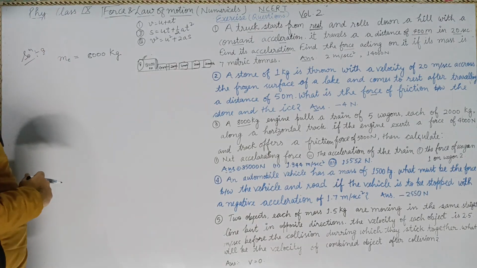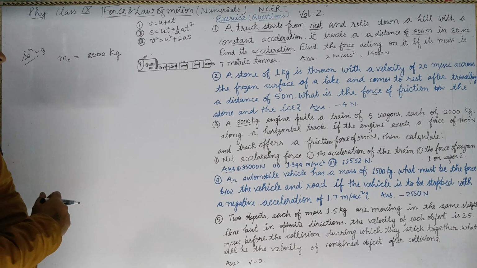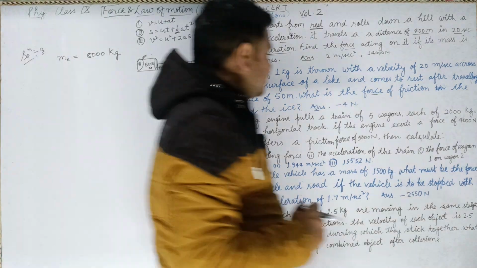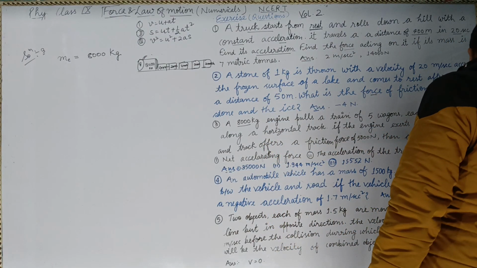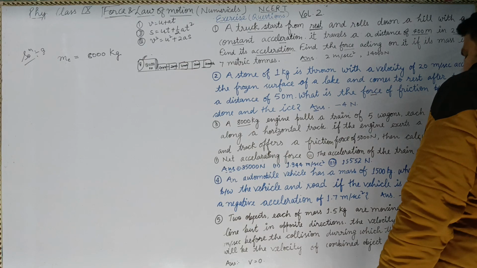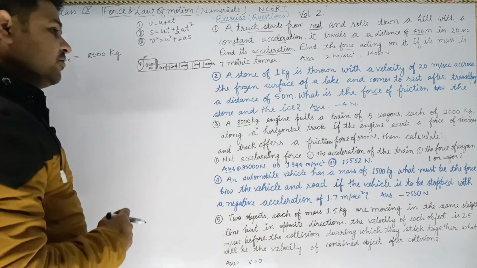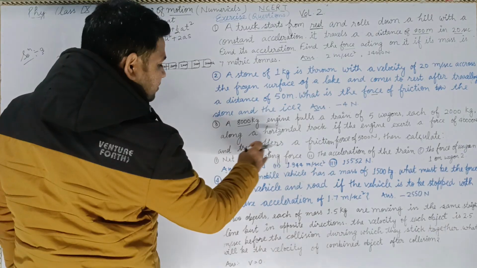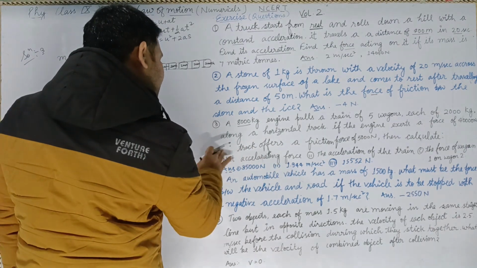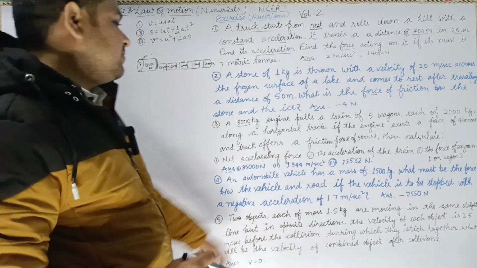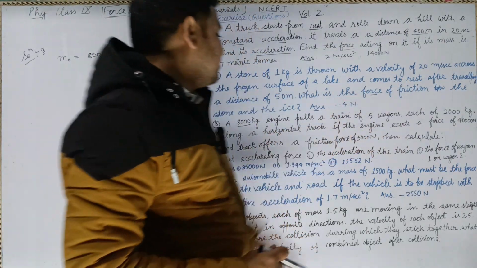Total mass along a horizontal track: if the engine exerts a force of 40,000 Newton and the track offers a friction force of 500 Newton, then calculate. The value was wrongly given earlier as 4000 Newton; it is 40,000 Newton.